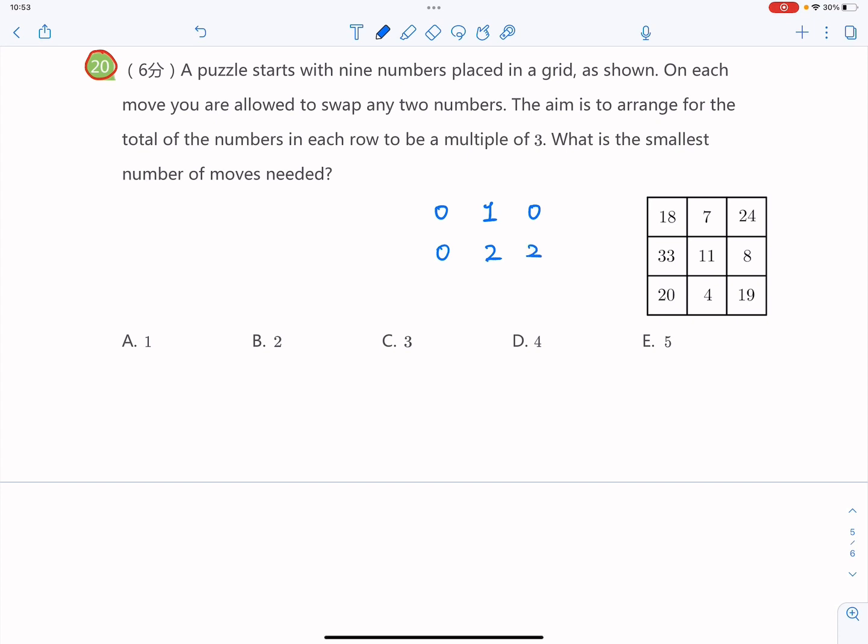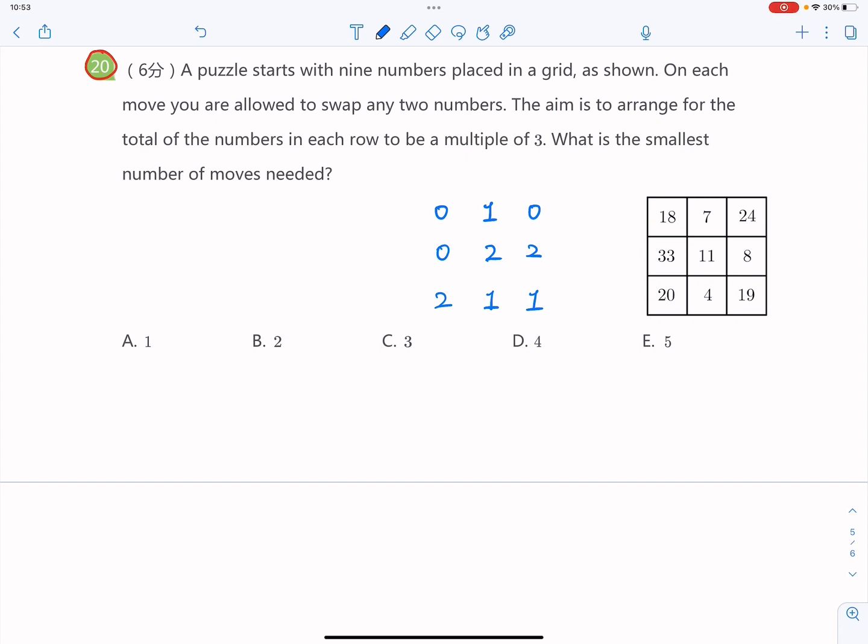And let's move on to the last row. 20 divided by 3, the remainder is 2. 4 divided by 3, remainder is 1. 19 divided by 3, remainder is 1. And now we have this kind of table. So guys, you have to do some swap here so that each row you got a multiple of 3.